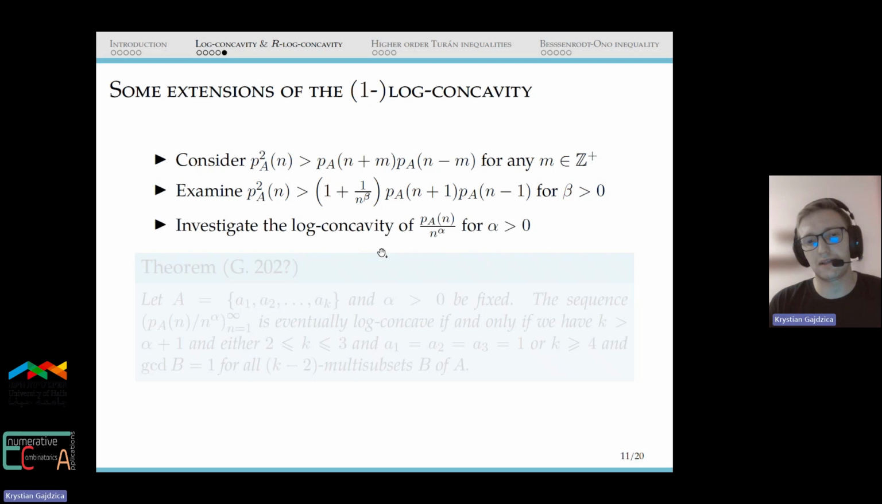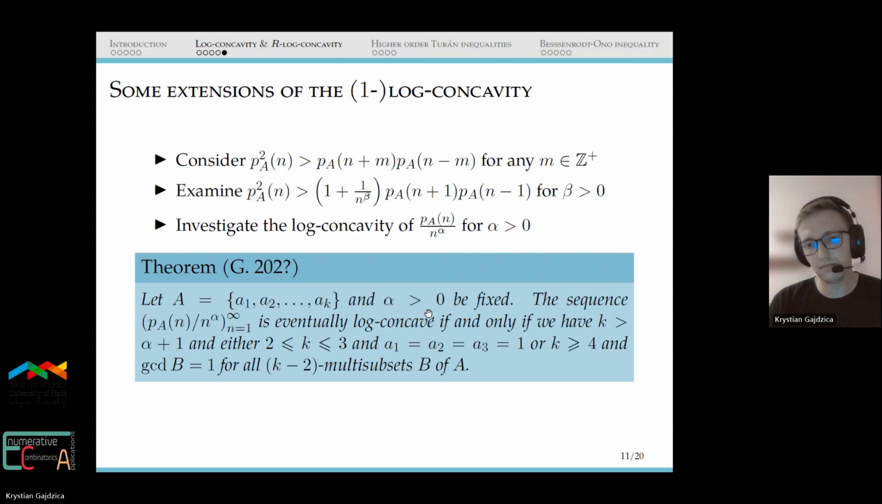On the other hand, one can also investigate the log concavity of the value of p_A(n) over n to the power alpha for a fixed real number alpha greater than 0. And since all of these problems are very similar to each other, let me say a few words about the last of them, at least. So in that case, we have the following characterization.